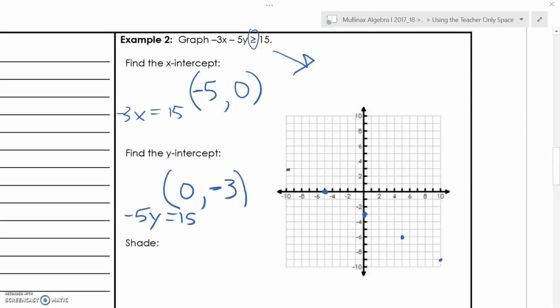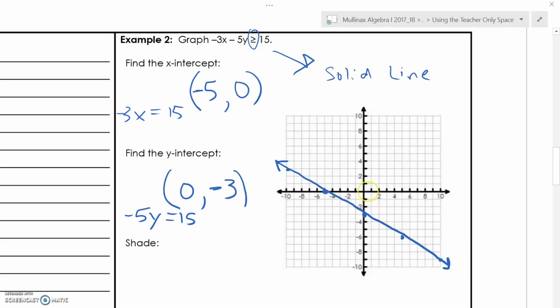Because we're saying that negative 3x minus 5y is greater than or equal to 15, we're going to use a solid line. What does it mean when we use a solid line? It means that all of the points on the line are solutions. Now we decide which side to shade by doing a test point.